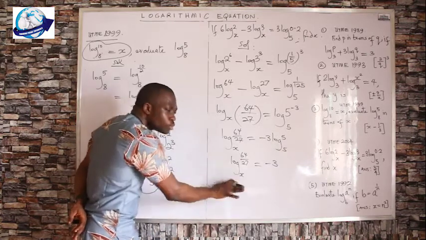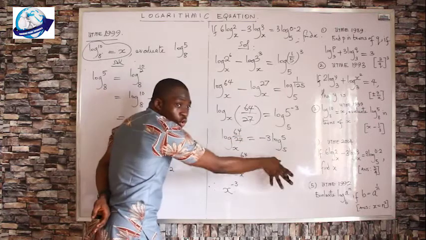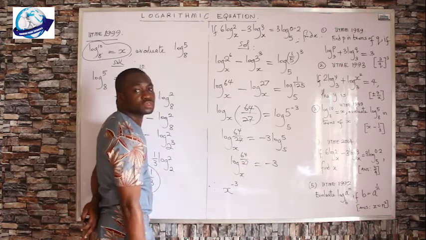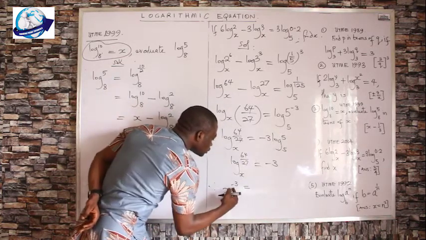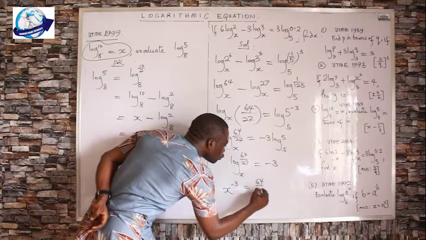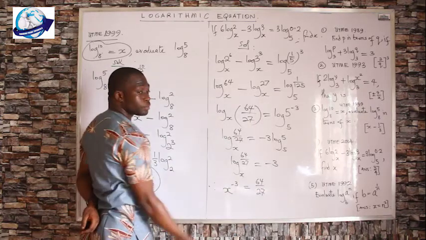You are only going to do this when you have logarithm on one side, there's no logarithm on the other side, just a number. Then you can easily convert to indices. Okay? So what do you have now? You have this raised to the power this equal to 64 over 27. Of course, you can put this in index form now.